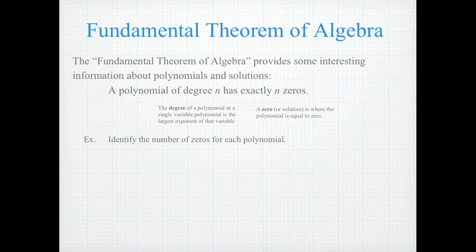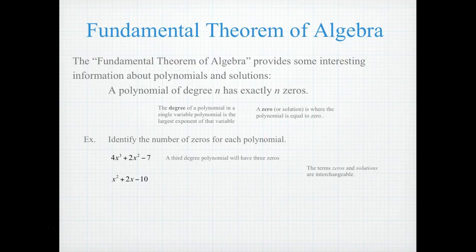So I'll give you a few examples, and we're going to identify the number of zeros for each polynomial. The first example, we have 4x to the third plus 2x squared minus 7. This is a third degree polynomial because the largest variable exponent is 3. So a third degree polynomial will have exactly 3 zeros.